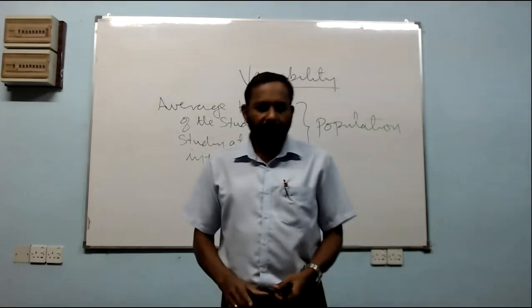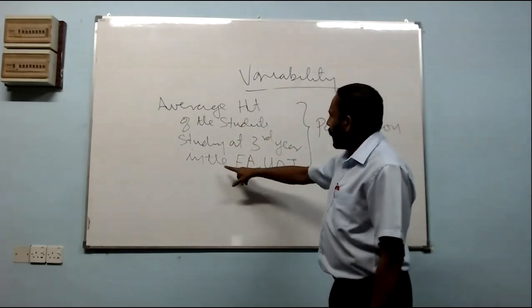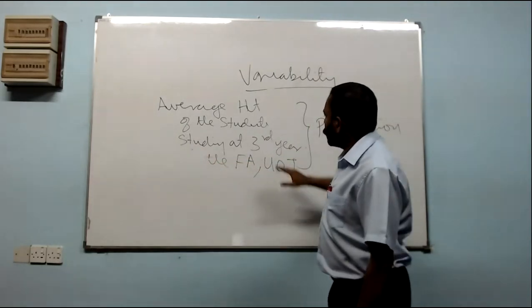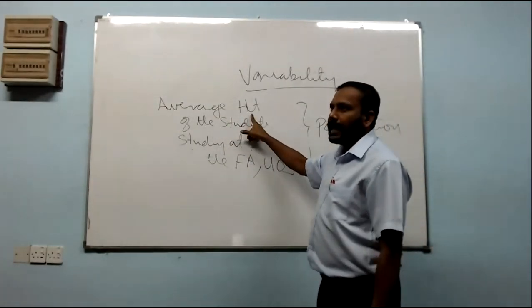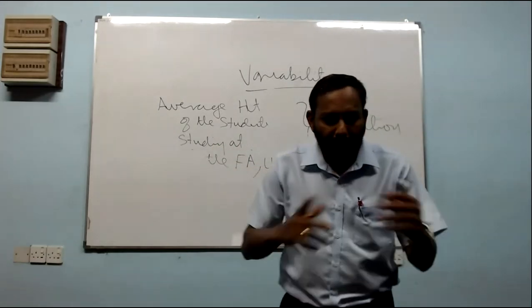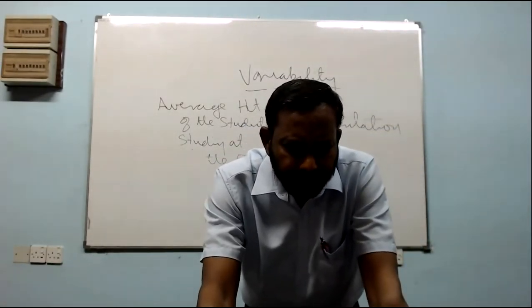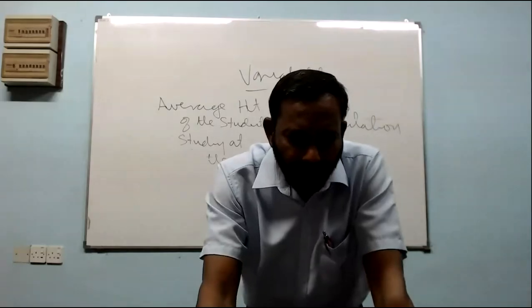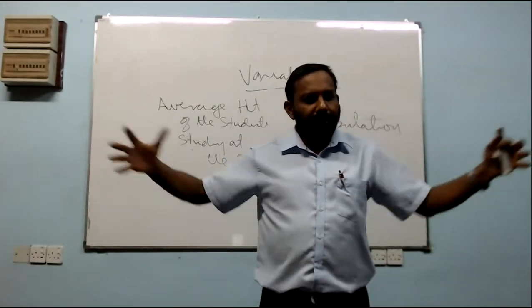Now, rather than saying average height of third year students, I am changing my objective to getting the average height of the students studying at the Faculty of Agriculture, University of Jaffna. Now, what is the population? It is the whole batches: first year, second year, third year and final year. So now the population is larger, isn't it?